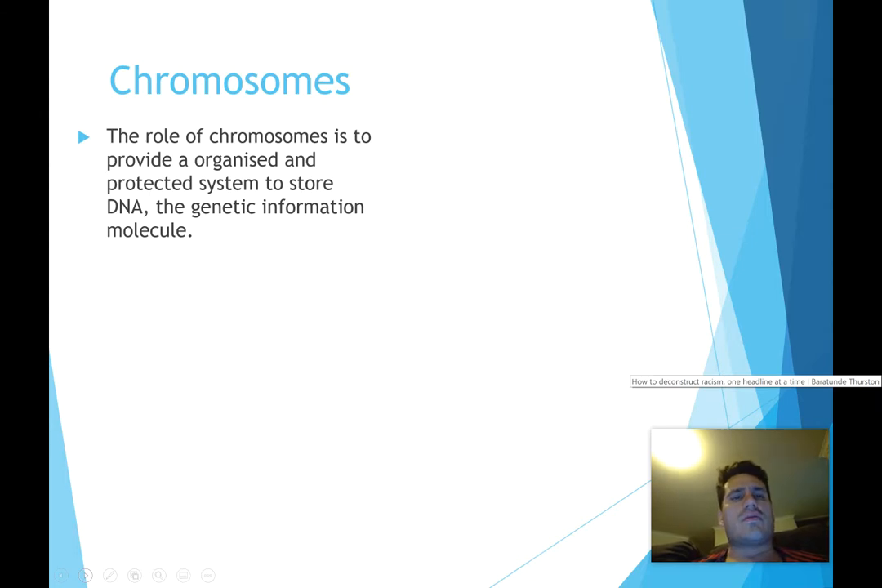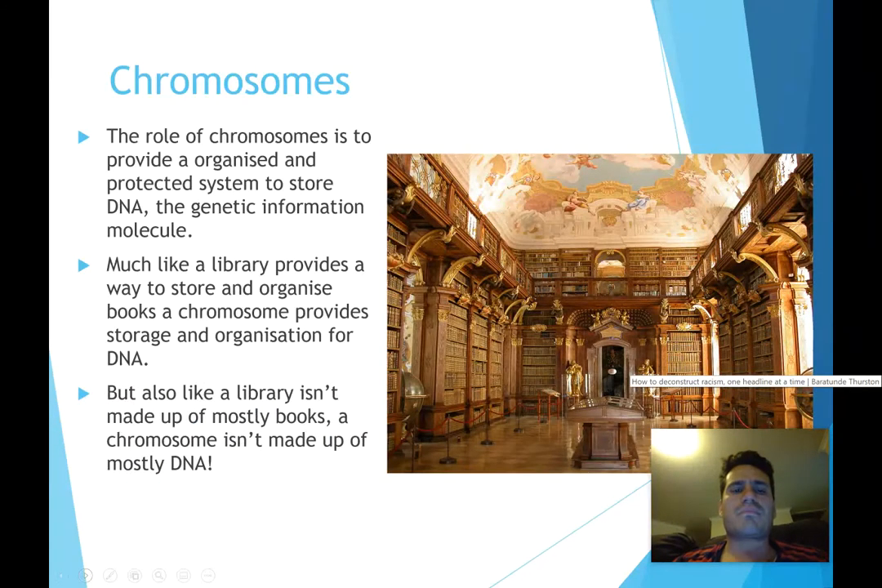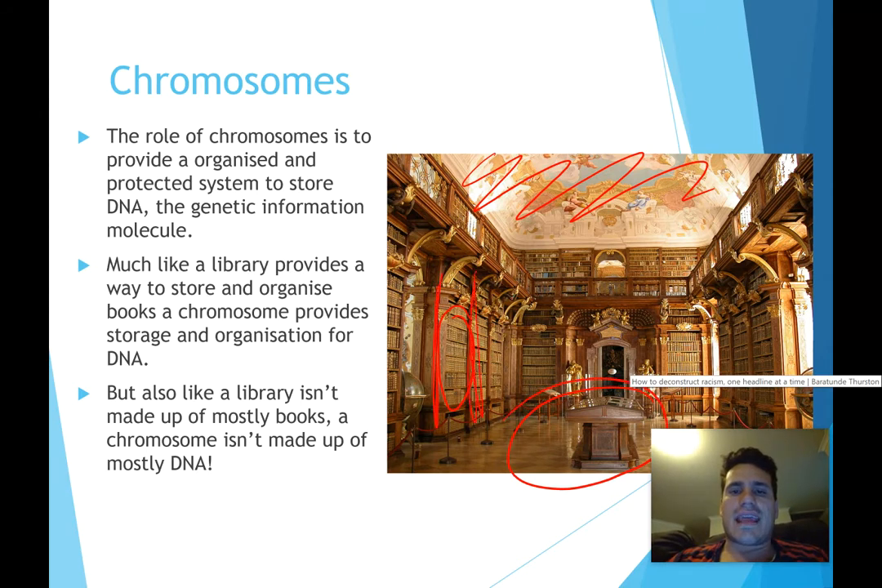Let's talk about the role of chromosomes. The role of a chromosome is to protect your DNA. Okay, it's going to take your DNA, store it really nicely packed, and protect it. Much like a library provides the way to store and organize books, a chromosome provides the storage and organization for our DNA. But also like a library, the central feature is the books, yet most of a library is actually made up of structure. There's the ceiling, the furniture, and the structures in the cabinets that hold up the books. As much as the books are the important part, most of the library isn't made up of books.